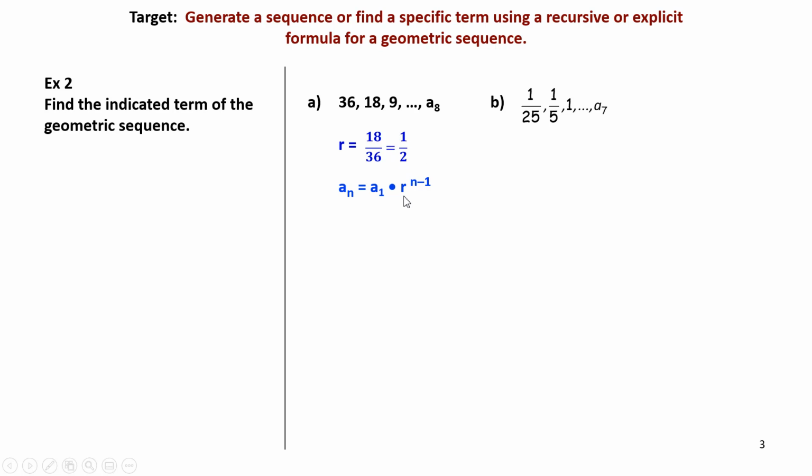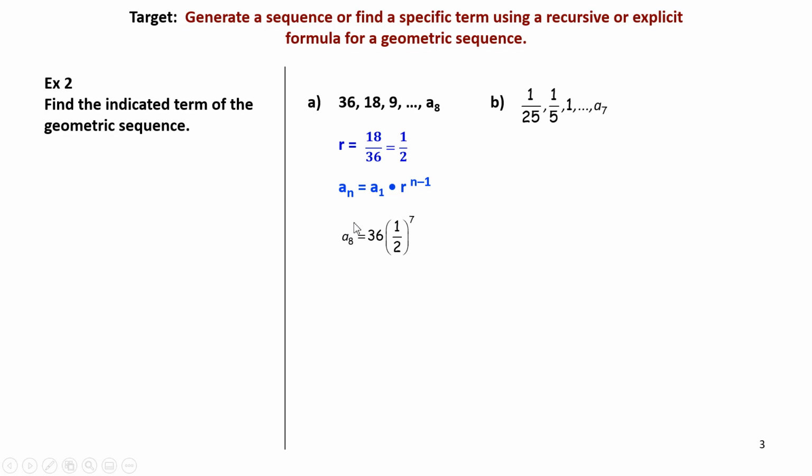Once I know my r value, all I need is my explicit formula again. A sub n equals a sub 1 times the value of r to the power of n minus 1. What do I know here? I know a sub 1 is 36, and I know that r is 1/2. So I'm going to plug those two in. Let's see what we got.